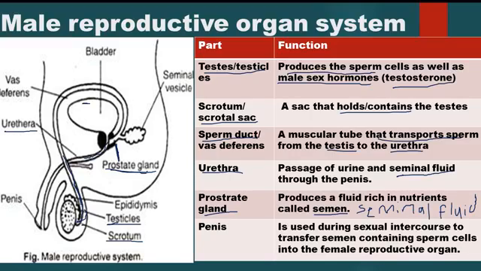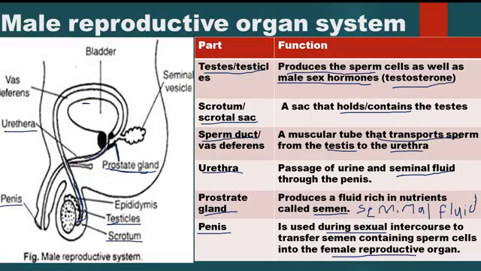Then finally we have what we call the penis, and that's the labeling. Now the penis is the one used for the transfer of semen containing the sperm into the female reproductive organ during sexual intercourse.